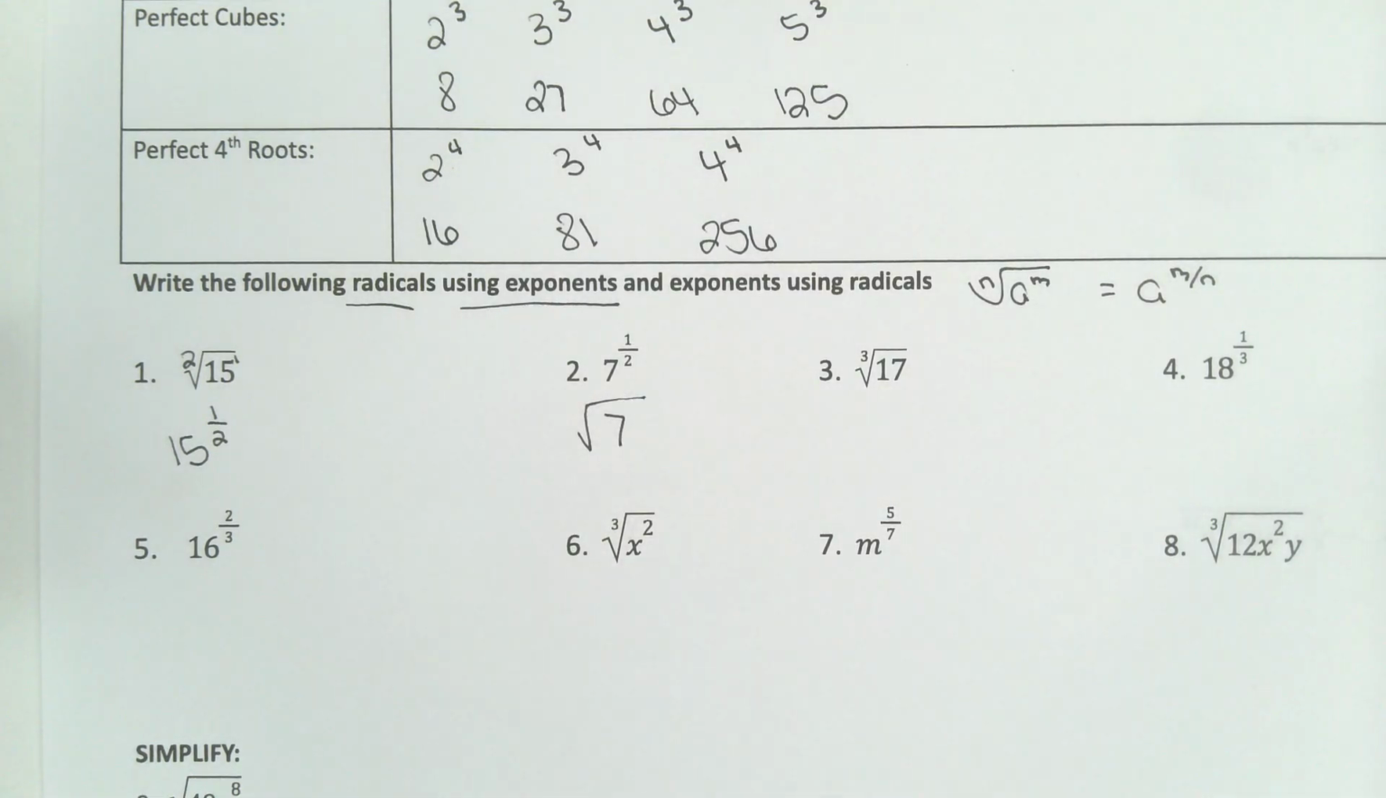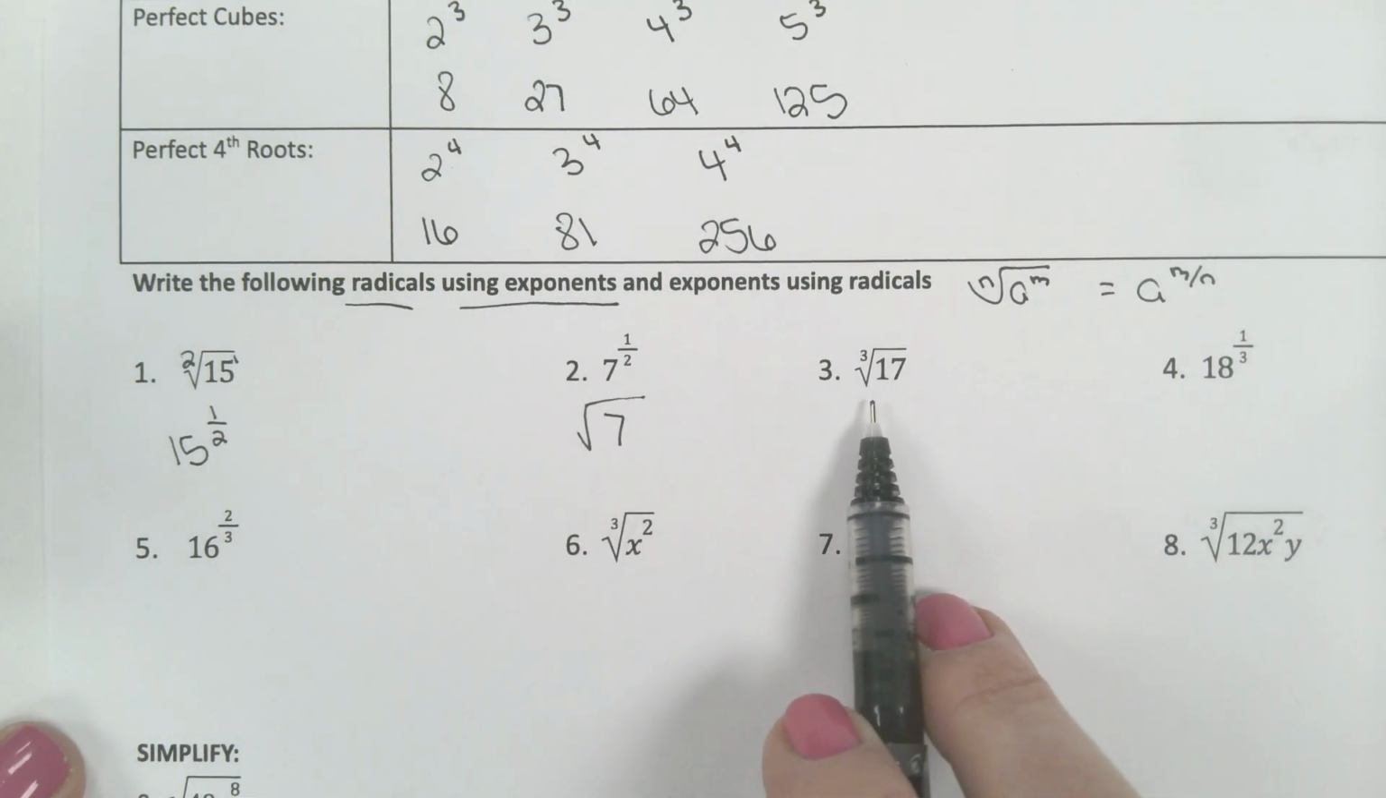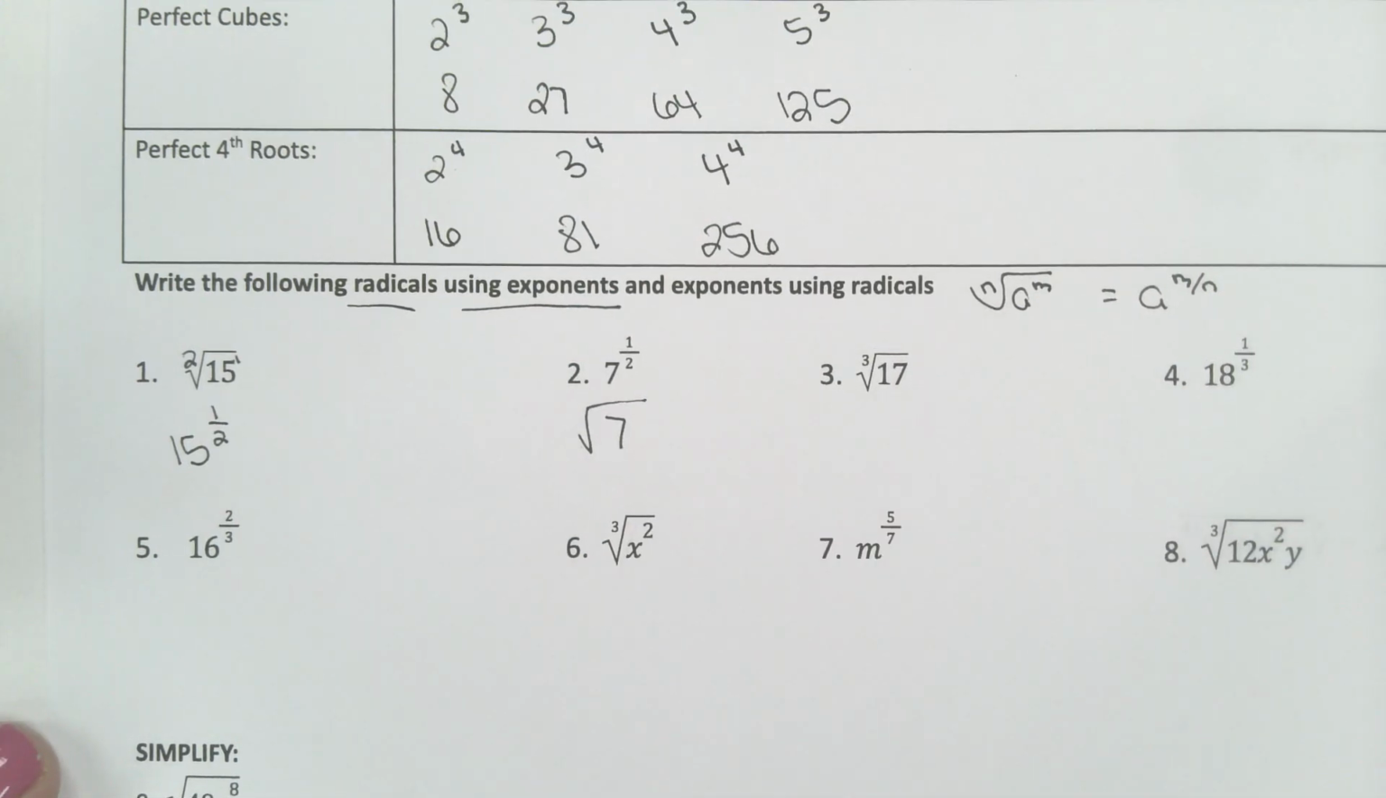Radical 7, good. That is the square root of 7. So the 2 goes in the notch, but the 2 is implied. It doesn't need to be there. This says the cube root of 17. How would I write that using 17 and some fractional exponent?